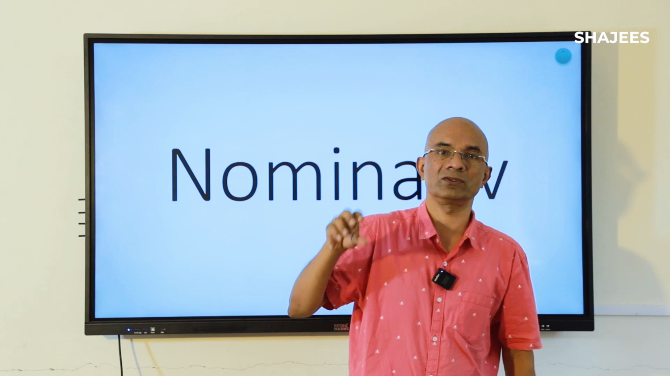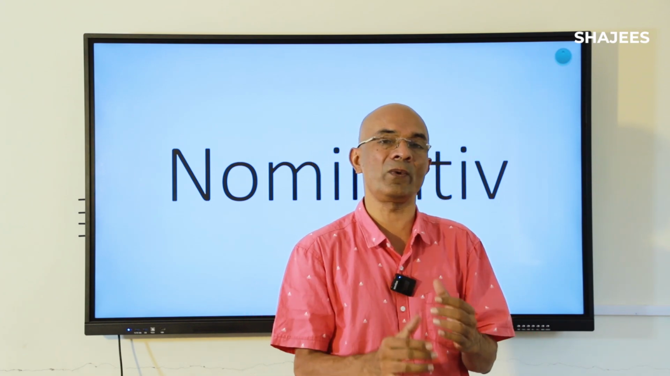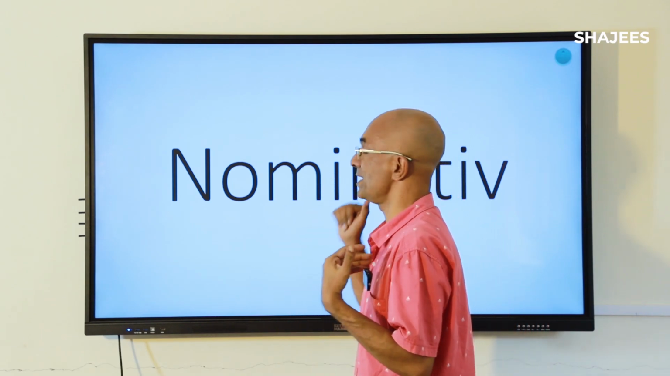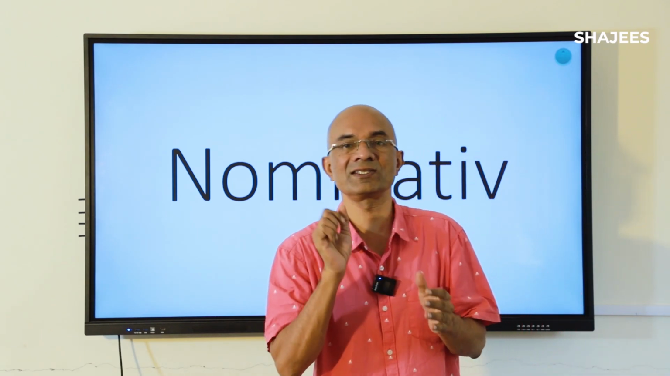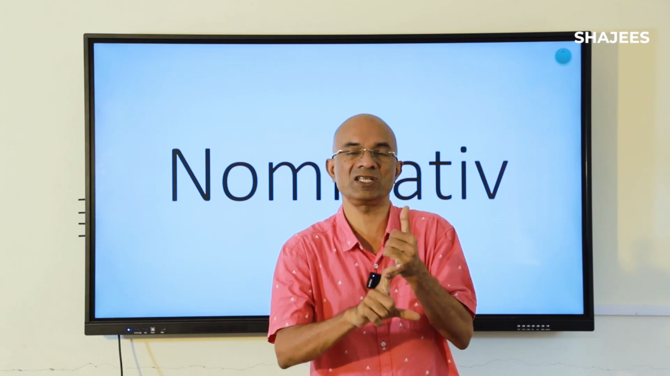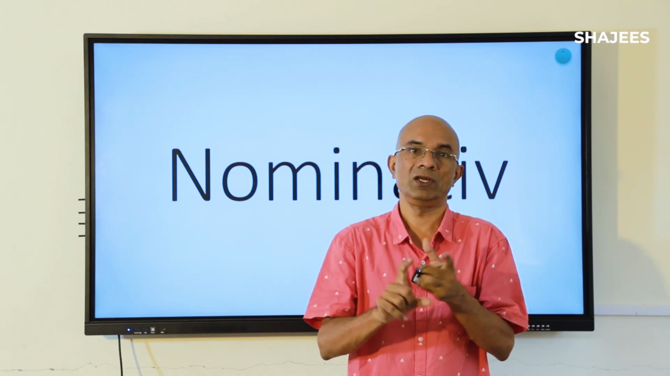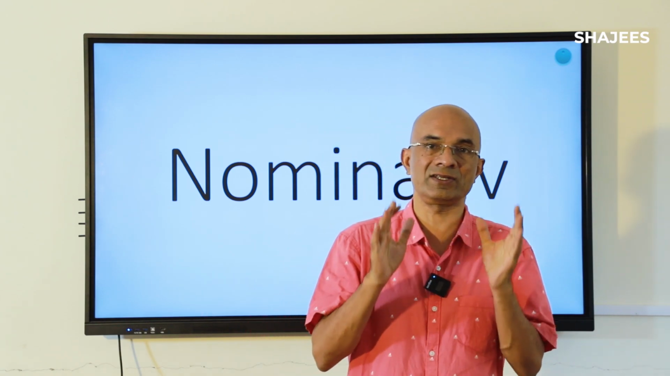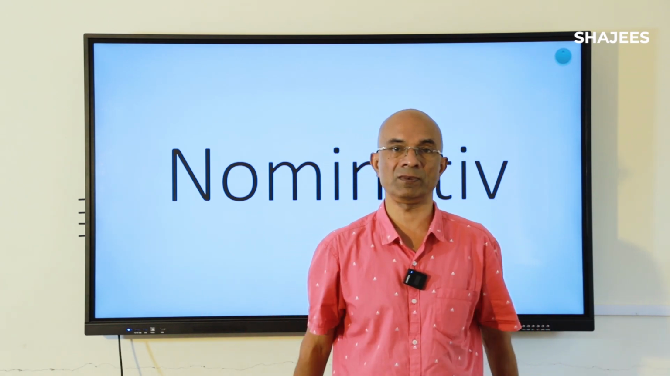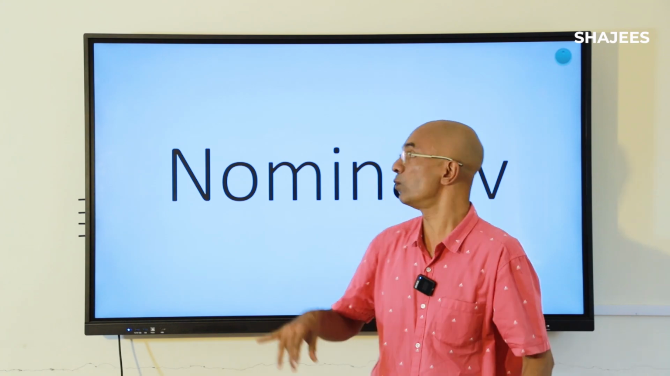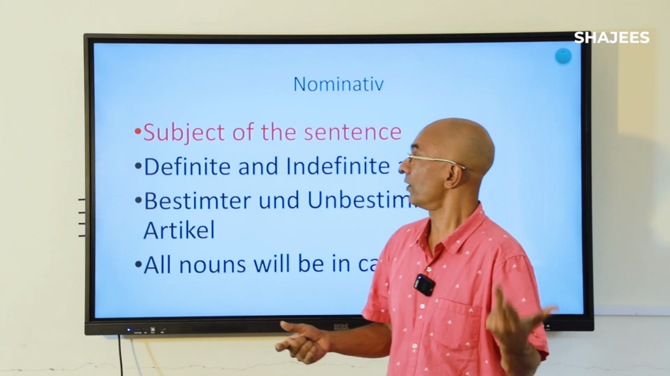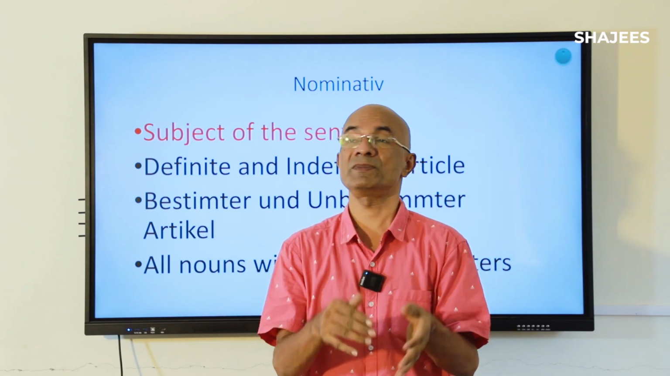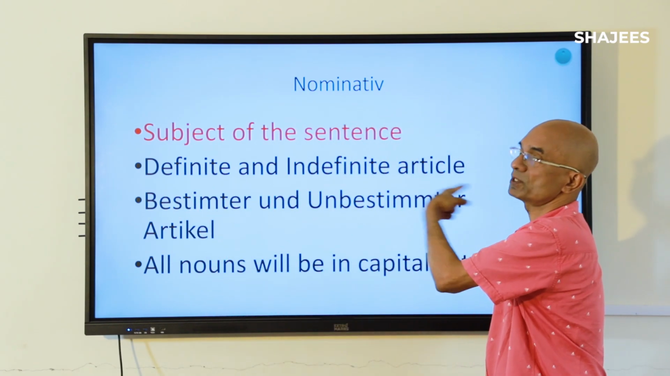Today onwards, we are going to do things in a systematic, grammatical way. There are four cases in the German language: nominative, accusative, dative, and genitive. These four cases we will be dealing with in the coming episodes, and today we will speak of nominative. Nominative means, in a very simple way, the subject of a sentence. The word looks like a big thing, but it is simple: the subject of a sentence.